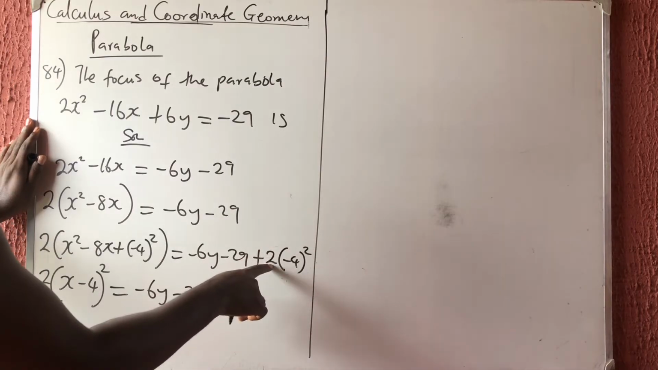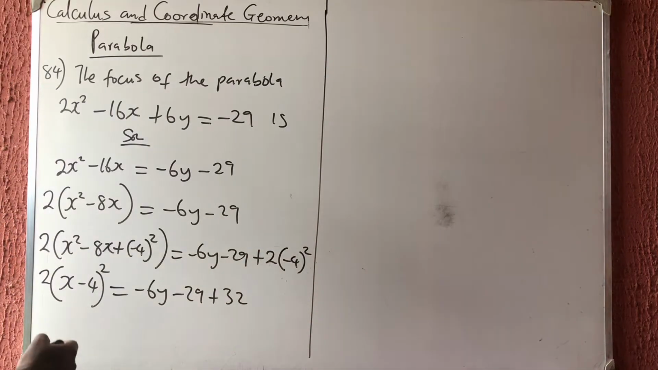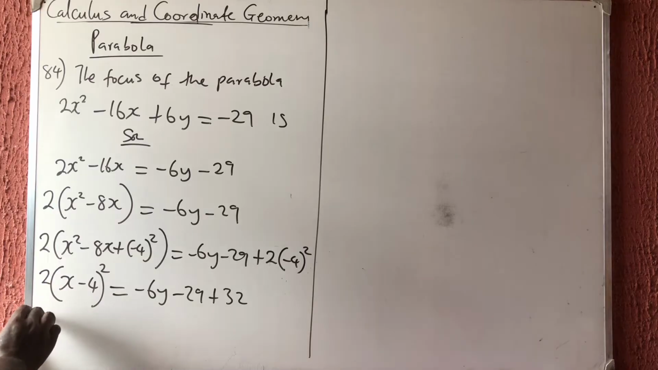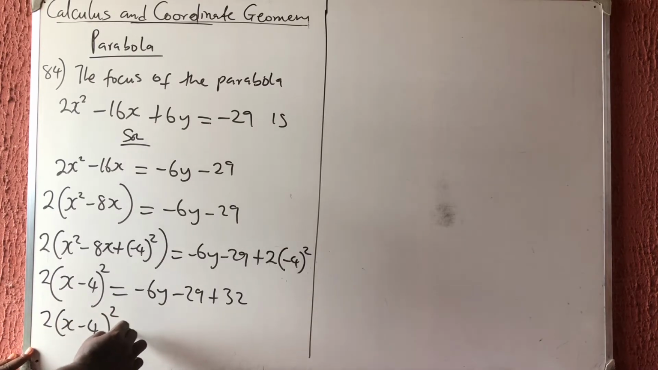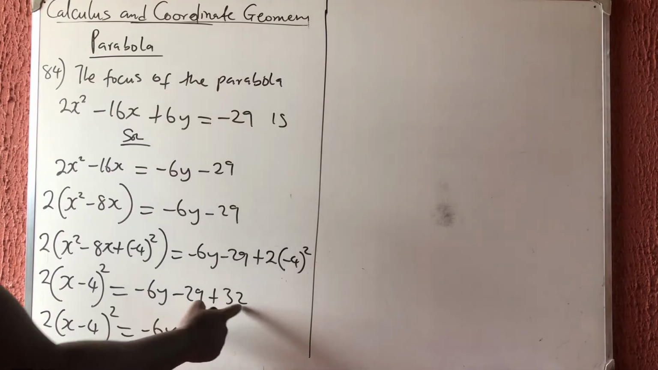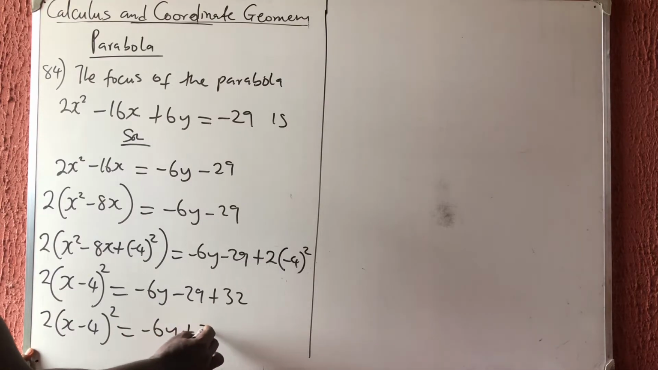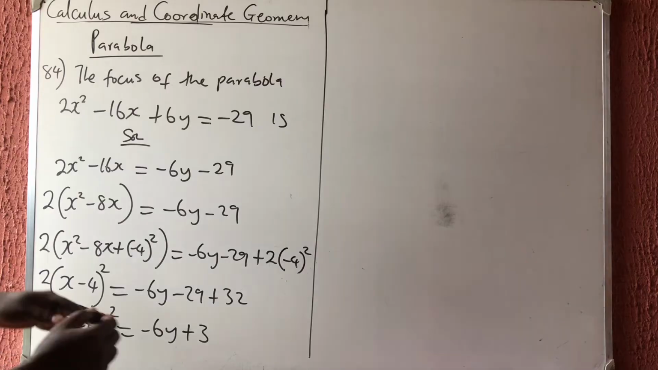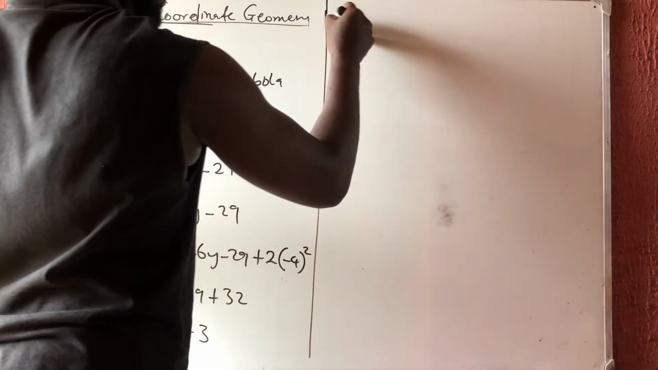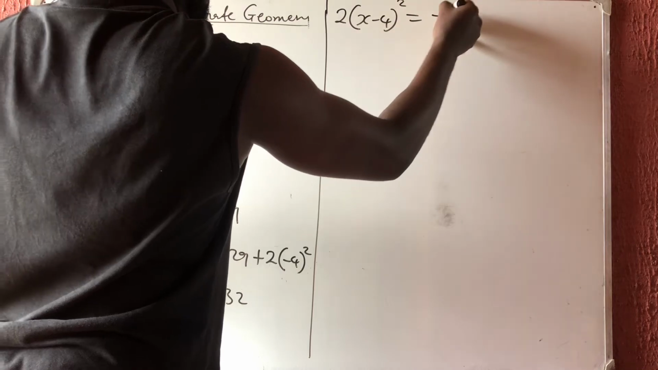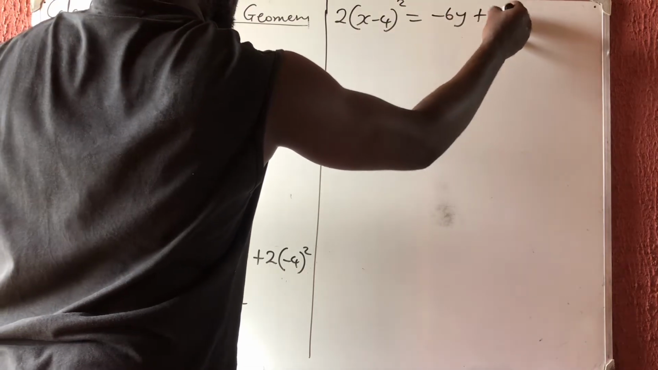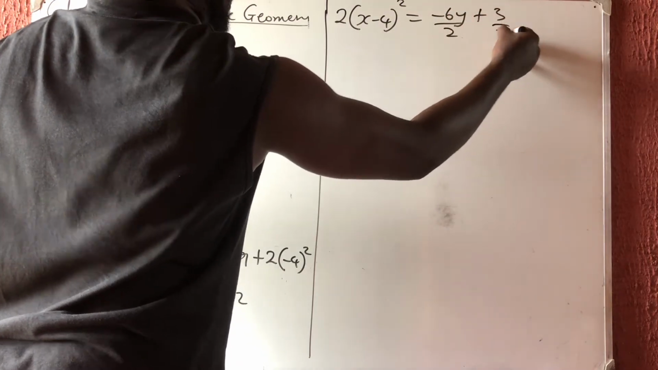This is 16 squared times this is what? 32, right? So I'm having 2 in bracket of x minus 4 all squared is equal to minus 6y. These two will give me plus 3. Okay? So divide everybody by 2 to have 2 in bracket of x minus 4 all squared is equal to minus 6y plus 3, divided by 2.